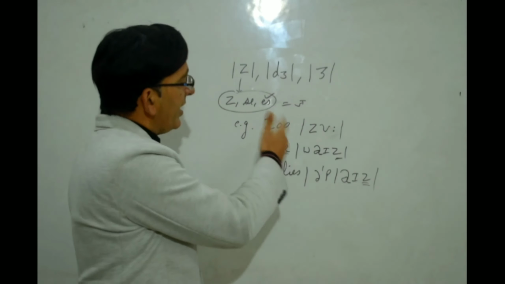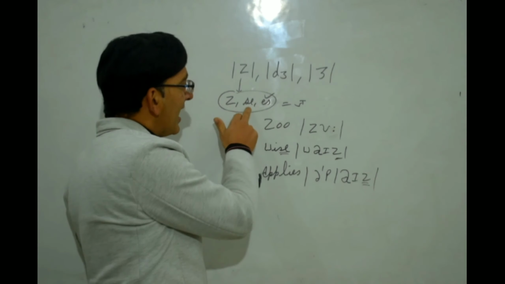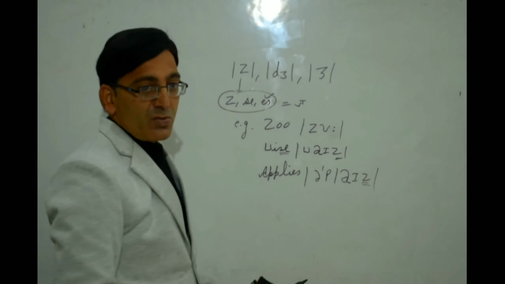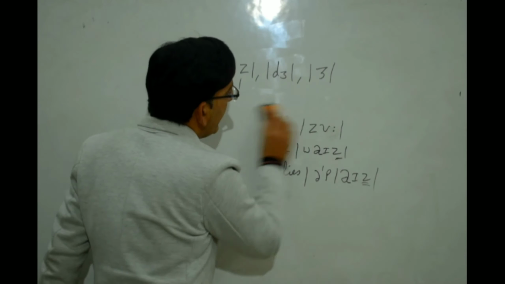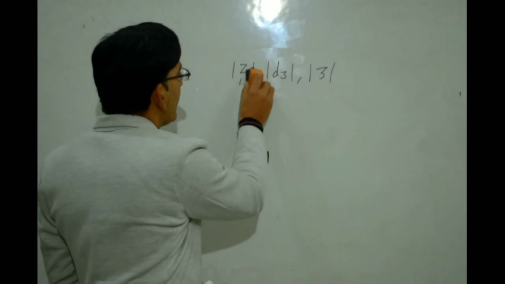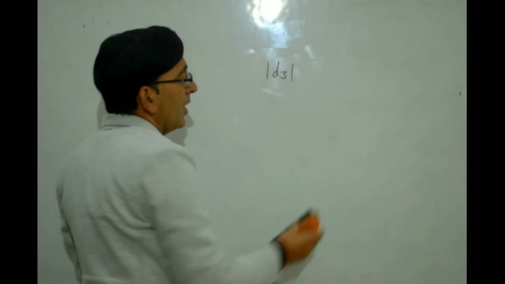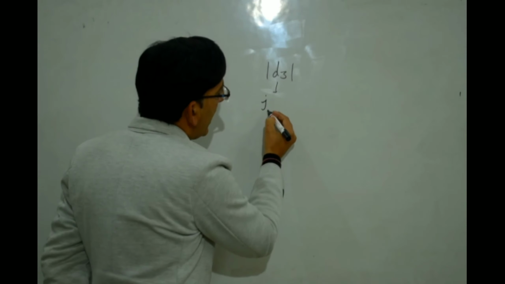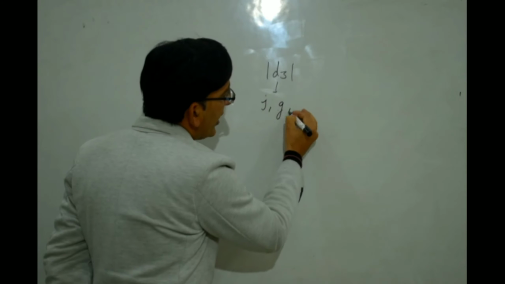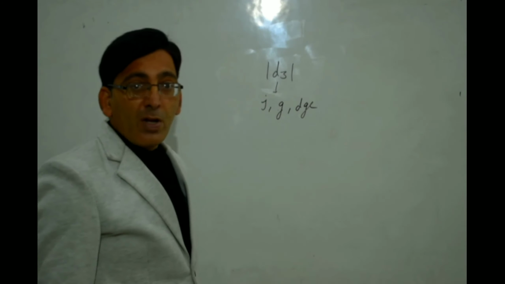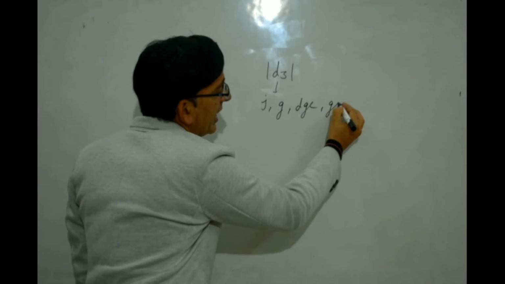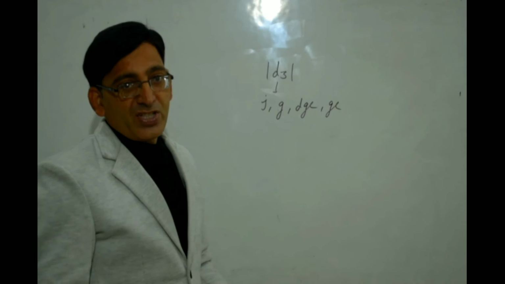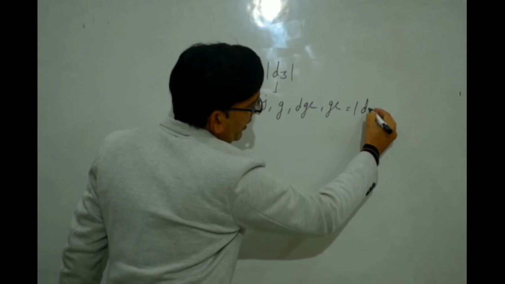So this Z is used only when there is a Z, S-C and E-S, when these give the sound of Z, then we use this one. Now come to this J, when it is pronounced. This J is pronounced with the help of the letters J, G, D-G-E, or G-E also. Whenever J, D-G-E, or G-E give the sound of J, then we always use this J.